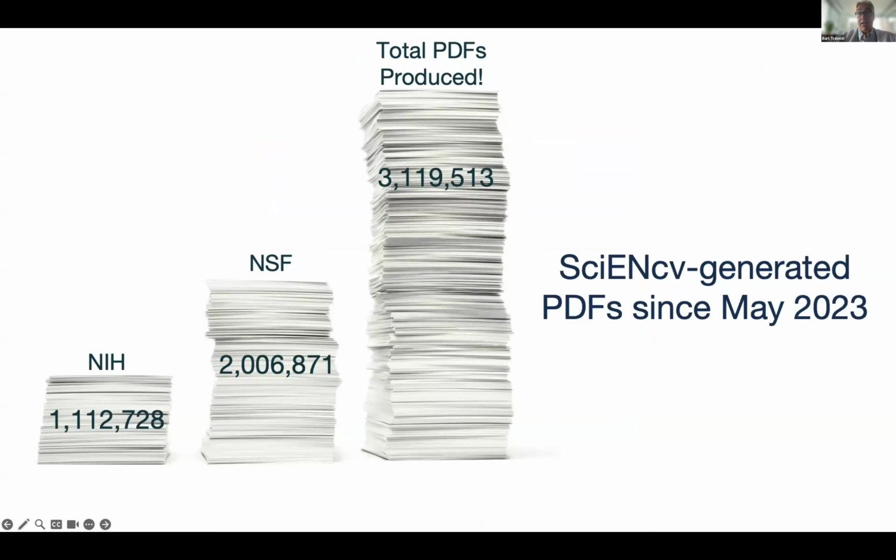We've had a lot of usage over the years, especially the last couple of years. The National Science Foundation made SciENcv mandatory for all grant applications a couple of years ago, in spring of 2024. So they've been running SciENcv as mandatory for a couple of years. NIH is now requiring SciENcv for grant applications due by the end of May. We've had 3 million PDFs produced during that time.